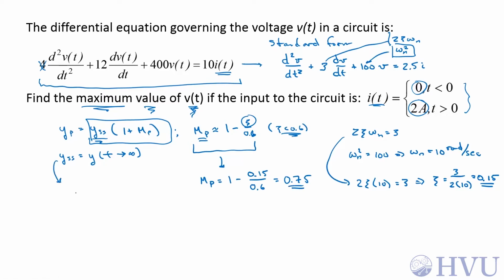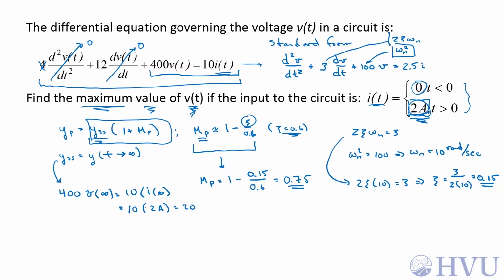Now we need to find the steady state response. Since the input's constant, it's just 2 amps. As t goes to infinity, all the voltages and currents will become constants and the derivatives go away. So d squared v dt squared goes to 0, dv dt goes to 0, and the original equation becomes 400 times v of infinity is equal to 10 times I of infinity, which is just 10 times 2 amps, or 20, and v of infinity is equal to 20 over 400, which is 0.05 volts.